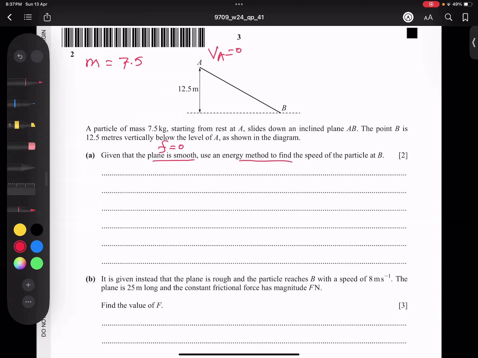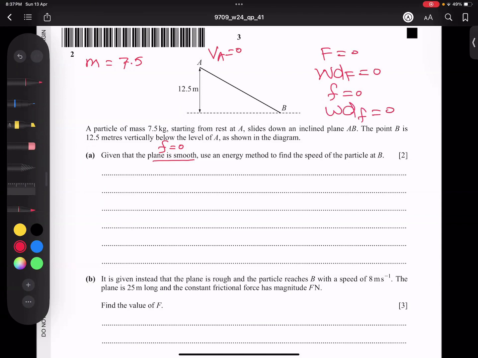Use the energy method to find the speed at B. Here is a very important part: the whole paragraph does not mention any applied force. No engine is working, so the applied force is 0. When the applied force is 0, the work done by the applied force is confirmed 0. And in part A, the friction force is 0, so the work done by the friction force is 0 as well.